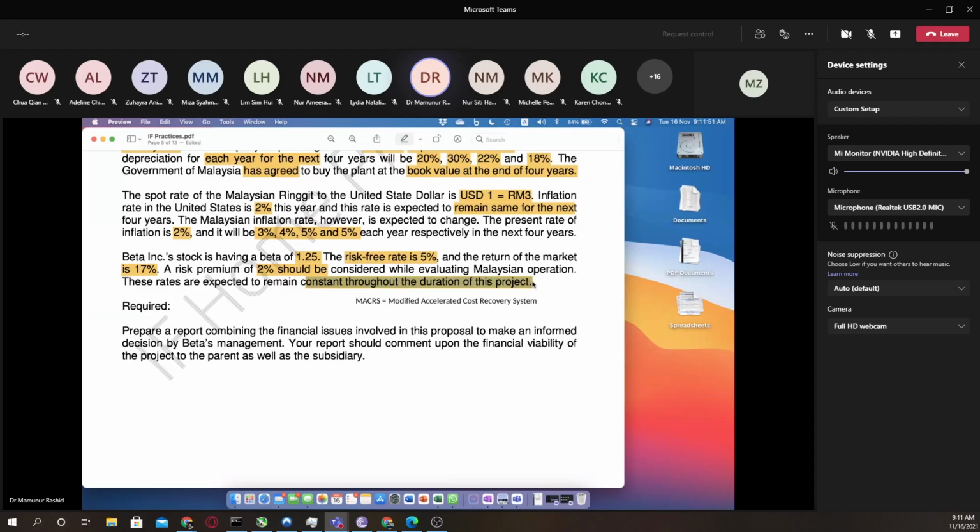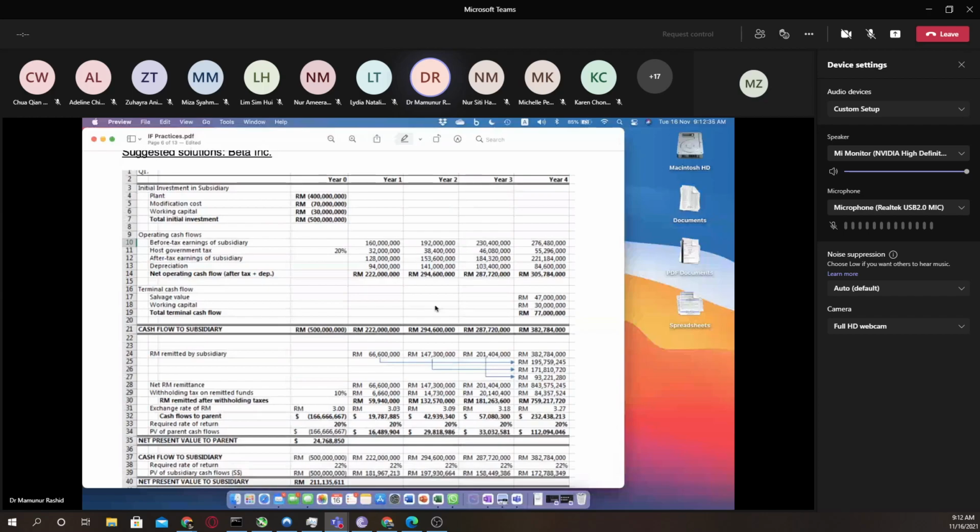So you need to calculate this information. The last paragraph is given for calculating cost of capital. If you cannot calculate cost of capital, you cannot calculate NPV. So you need to use CAPM, capital asset pricing model, to calculate the cost of capital of this project. Okay, so what we do now is prepare a report combining financial issues involved in this proposal to make an informed decision by Beta's management. Your report should comment upon the financial viability of the project to the parent as well as to the subsidiary. So you need to do analysis both for the parent and for the subsidiary. So we'll go with the solution first, see how it goes.